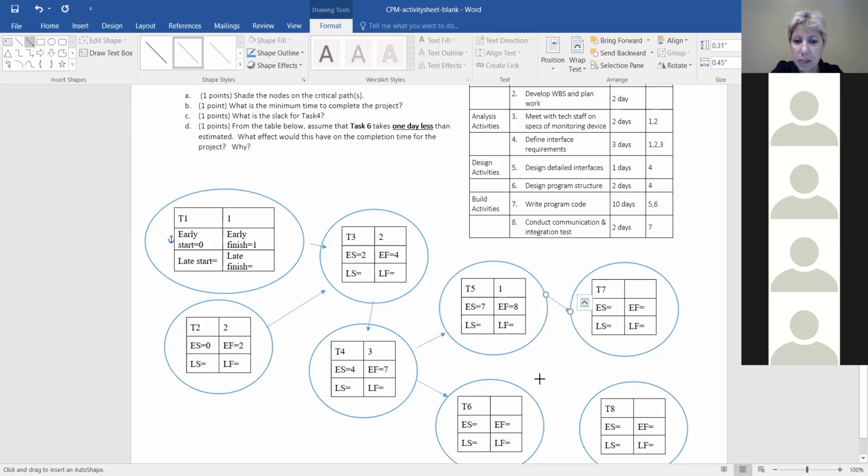So T6 depends on T4. T6 depends on T4. T7 depends on 5 and 6. Perfect. T8. I have a quick question. Yes.